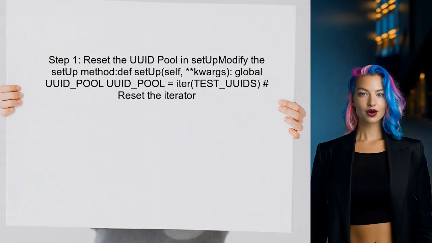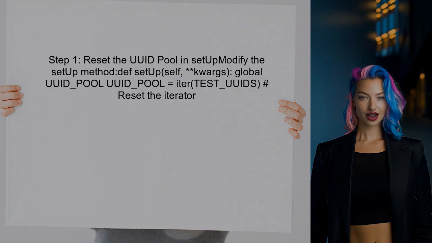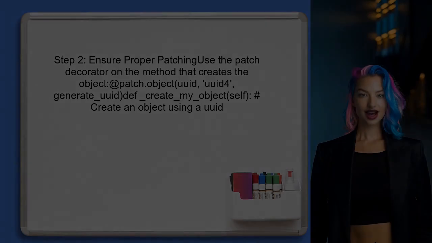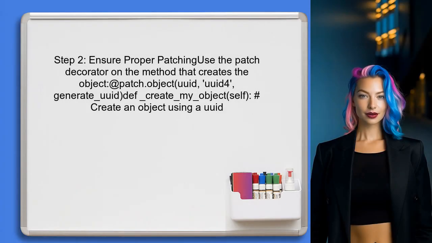To address the user's issue with UUID generation in their test cases, we will first ensure that the UUID iterator resets before each test. This can be achieved by modifying the setup method to recreate the UUID pool. Next, the user should ensure that the patching of the uuid4 function occurs correctly. This means that the patch should be applied to the method that creates the object, ensuring that each test case uses the fresh UUIDs.